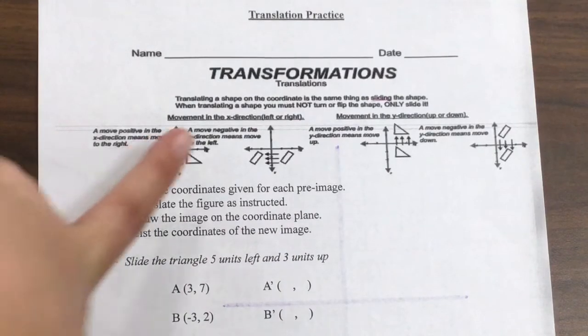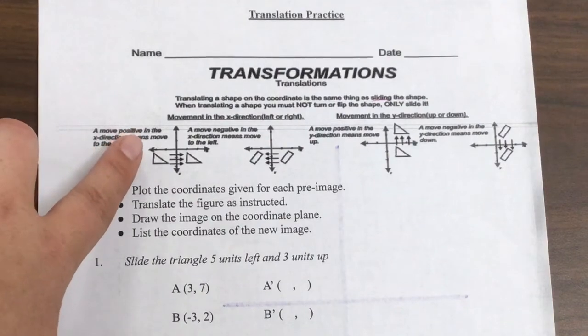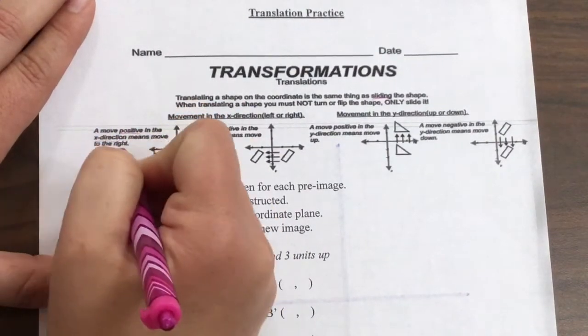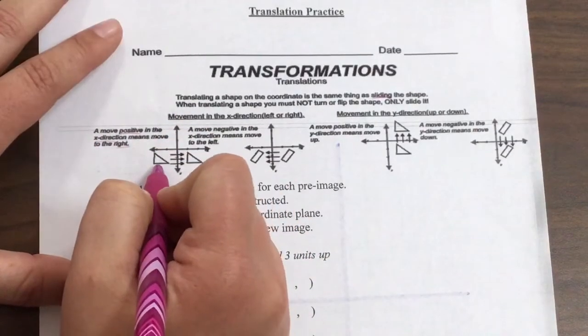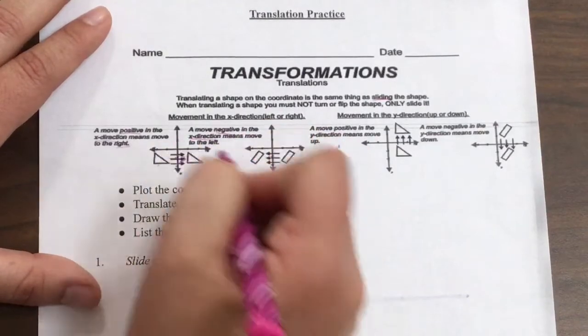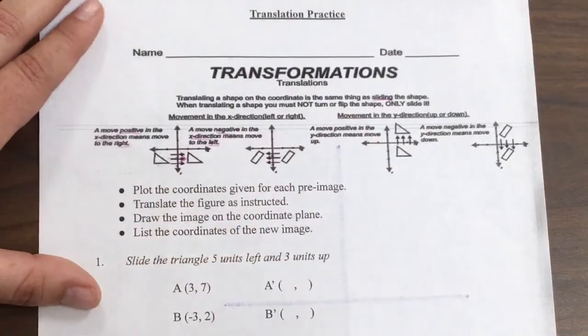So to move in the X direction is either left or right. Notice how X is positive when you move to the right. So positive X, right. Notice how this one is moving to the right. Negative, still X, is left. Notice how it starts here and it goes to the left.